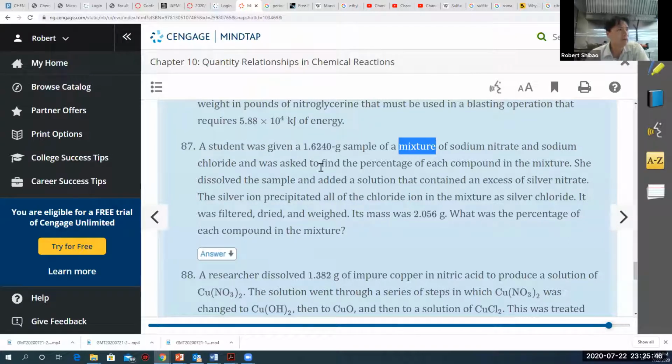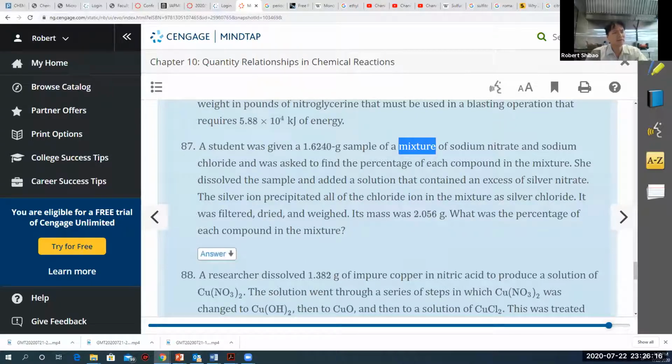And so this is the total mass. She dissolved the sample and added a solution that contained an excess of silver nitrate. Now, silver nitrate will not react with sodium nitrate, but silver nitrate will react with sodium chloride because silver ions love chloride ions. The silver ion precipitated all the chloride ion in the mixture as silver chloride. It was filtered, dried, and weighed. Its mass was 2.056 grams. What was the percentage of each compound in the mixture?